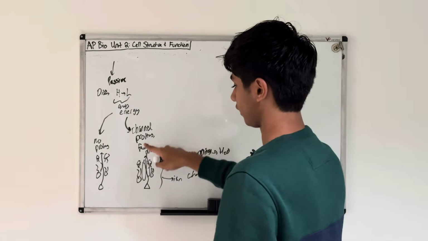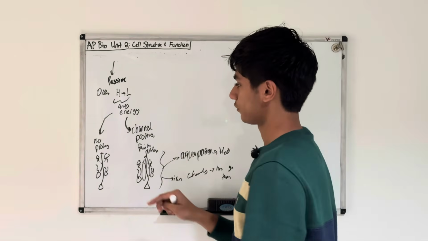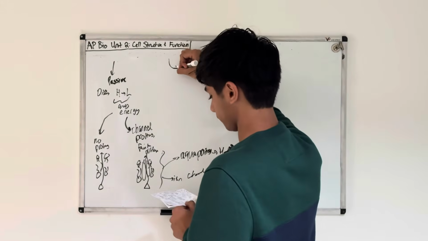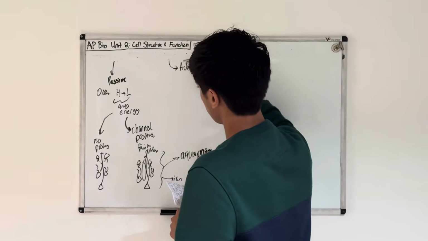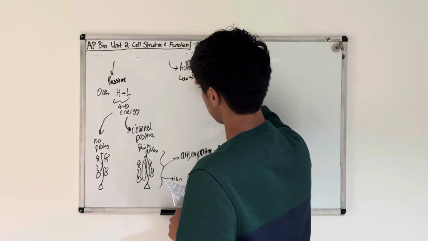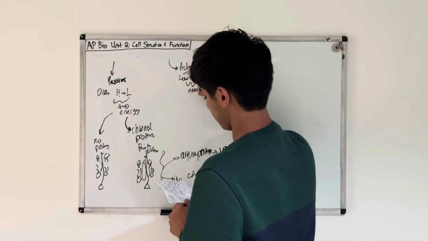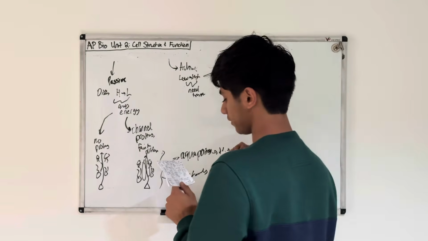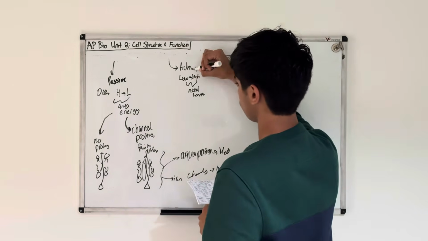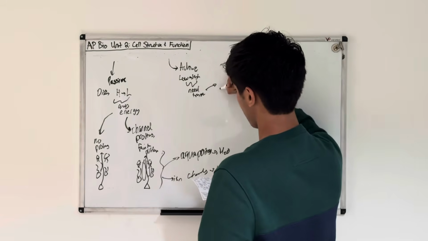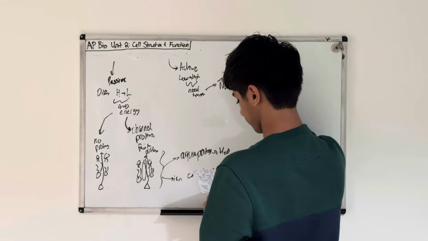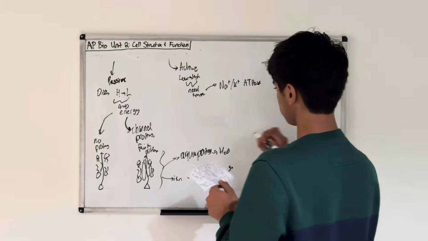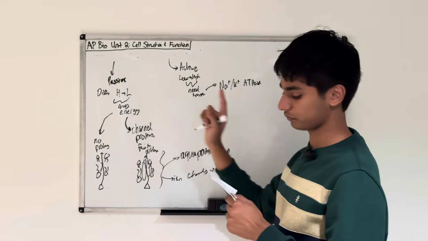But again, these channel proteins for facilitated diffusion do not require energy because they're going from high to low concentration. They're passive transport. Versus active transport, which goes from low concentration to high concentration, and you need energy to do active transport, right? The main type you need to know for active transport is the sodium-potassium pump, or sodium-potassium ATPase.